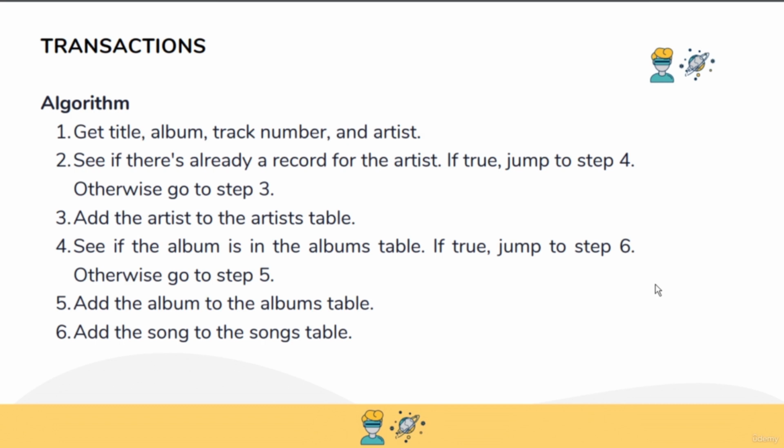In step 4, we're going to see if the album is in the albums table. If that's true, we're going to jump to step 6. Otherwise, we're going to go to step 5. In step 5, we're going to add the album to the albums table. And finally, we're going to add the song to the songs table.